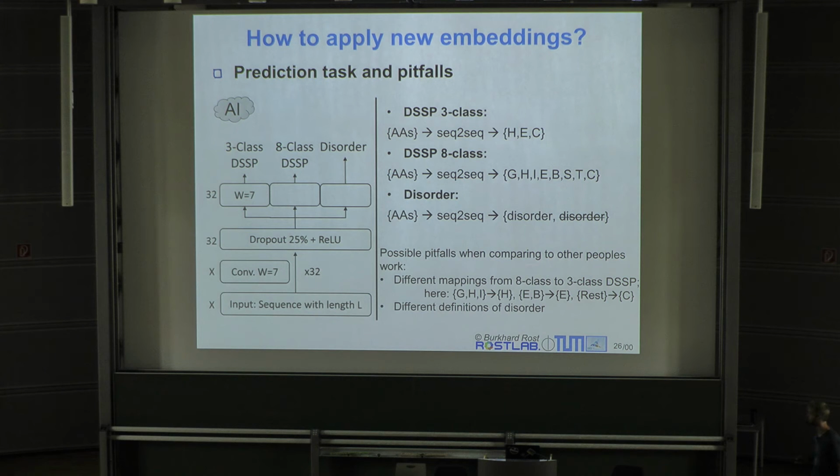What I found out during working on this project might also be important if you plan to work on something related in the future. If you want to compare to other people's work, watch out, there are different mappings from going from 8 classes to 3 classes. As you can imagine, as soon as you use a different mapping here, then you cannot compare the results at all anymore. And yes, there are also different definitions for disorder. So these are some of the pitfalls you might encounter when you compare your work to other people's work.